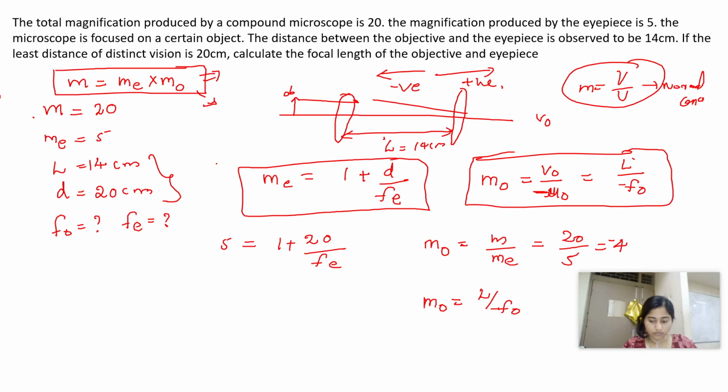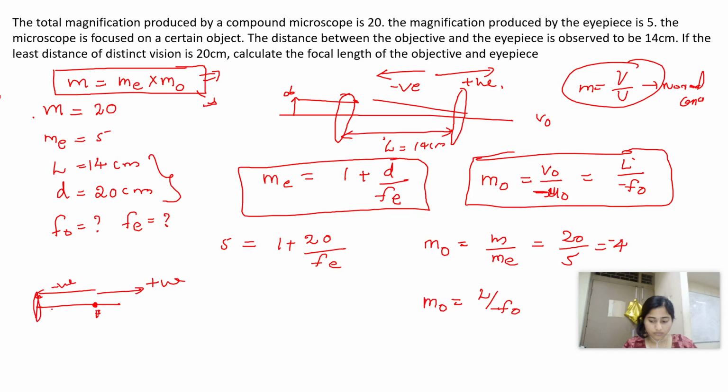What is positive and negative here? In the case of a lens, if this is your focal length, the right side of it will be positive and the left side will be negative. Okay, so your objective will always be on the left side.